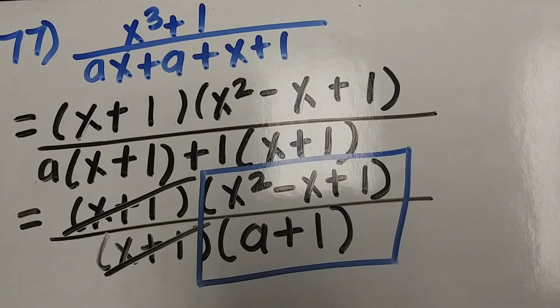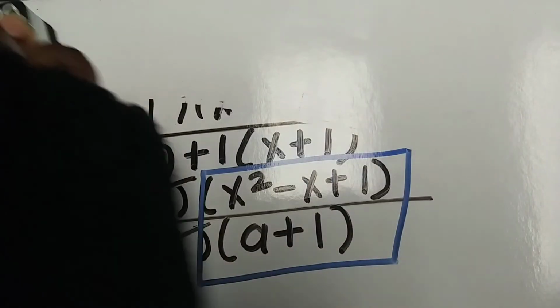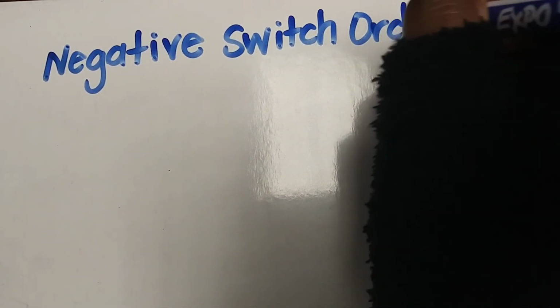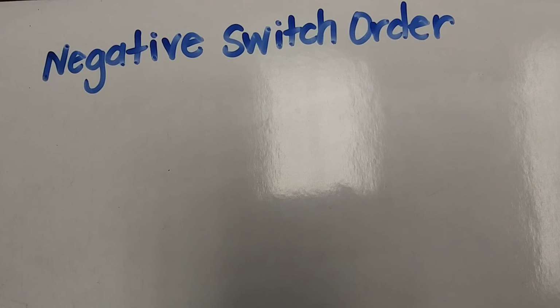Let's try another one. We're going to talk about the negative switch order. The negative switch order, what does that mean? I should see a negative sign. I'm going to switch something around, move it around, and it's going to be written in a certain order. I should see a negative sign. I should see something being moved around to a particular order. That's exactly what we're going to see.